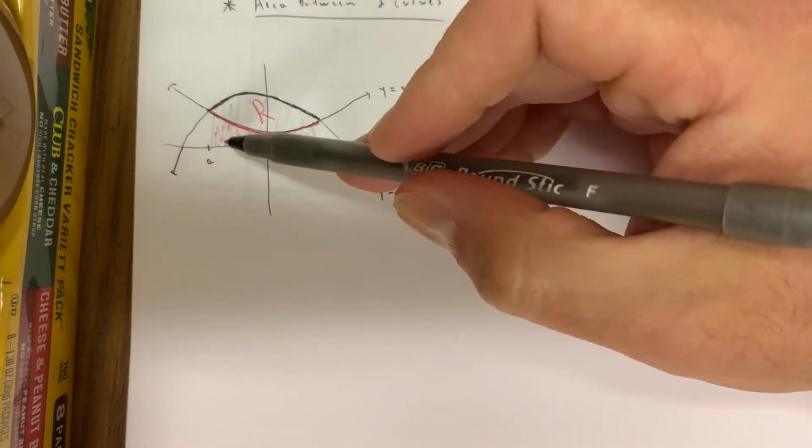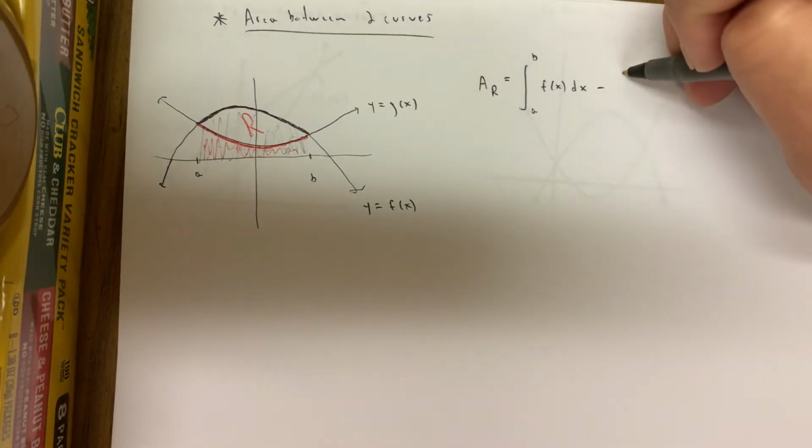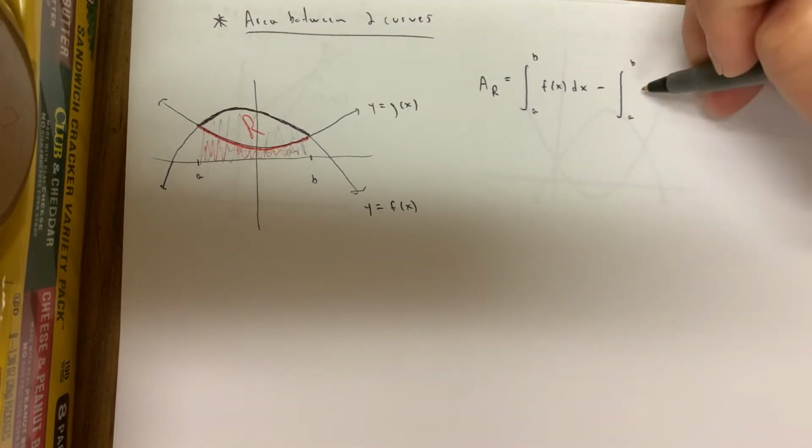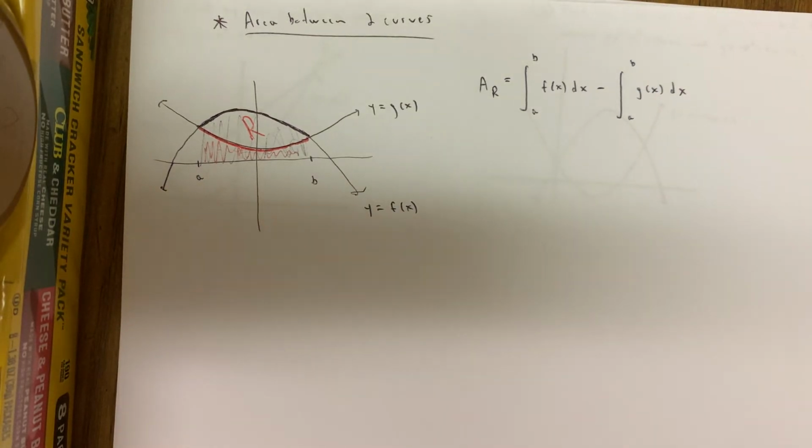That's what you want to subtract from this big area, the integral from a to b of f of x with respect to x. So we'll subtract the integral from a to b of g of x with respect to x. And that's going to give me the area between two curves, okay?